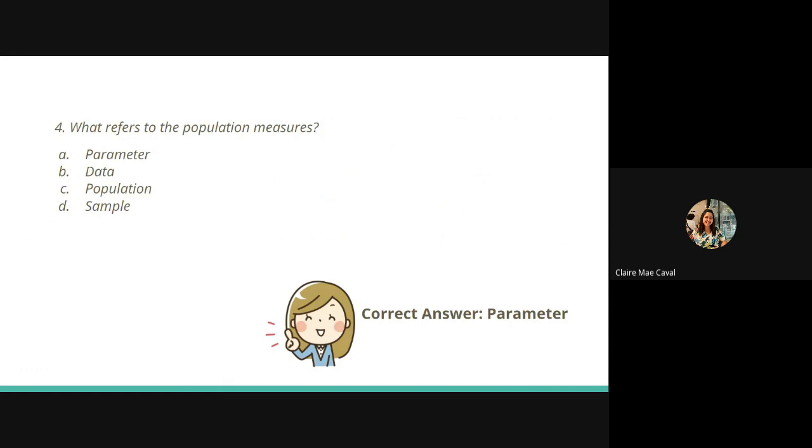Number 4, what refers to the population measures? The correct answer is parameter. Okay? Statistic, sample measures; parameter, population measures.